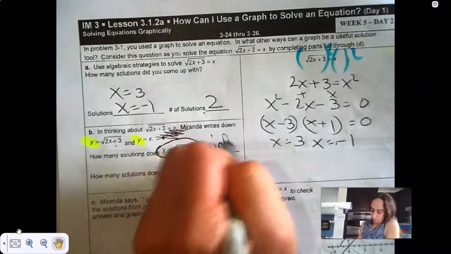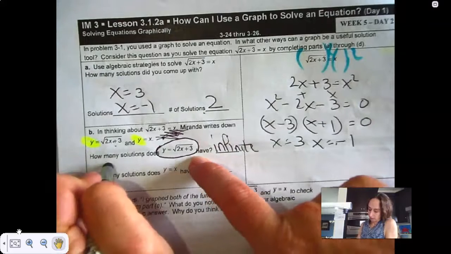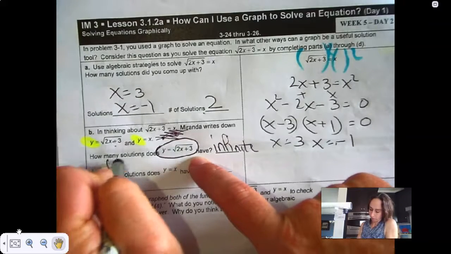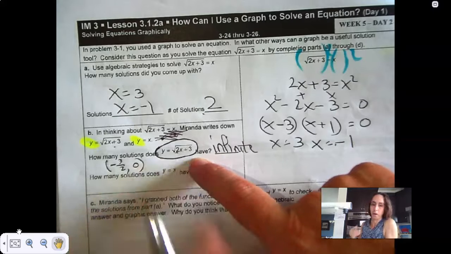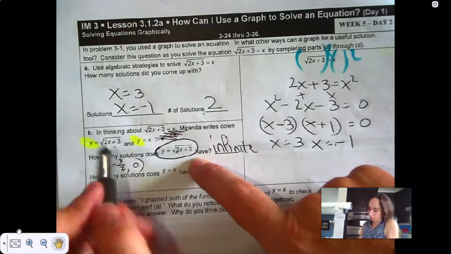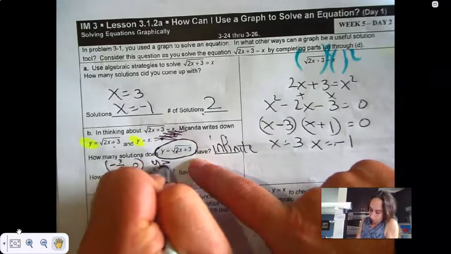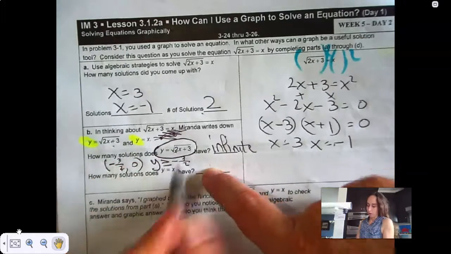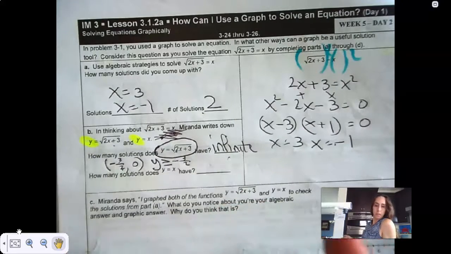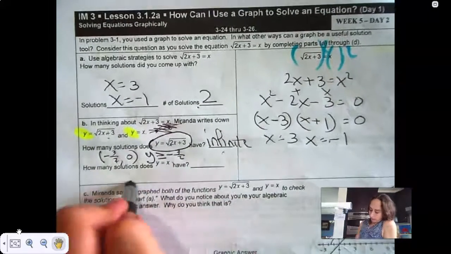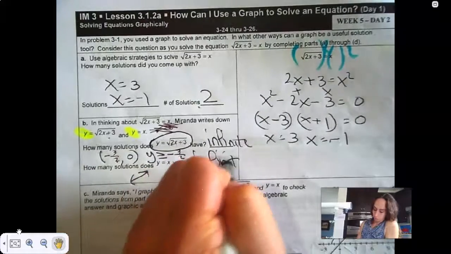Well, there's an infinite amount, but there's a restriction because this is kind of hard. The vertex would be negative 3/2, 0. I haven't really gone over horizontal stretches and compressions, but this would be the vertex, negative 3/2, 0. So it would be y is greater than negative 3/2. So it would be all values greater than or equal to negative 3/2, but that is still infinite. It never ends. And then a line goes on forever, so that also has infinite solutions.